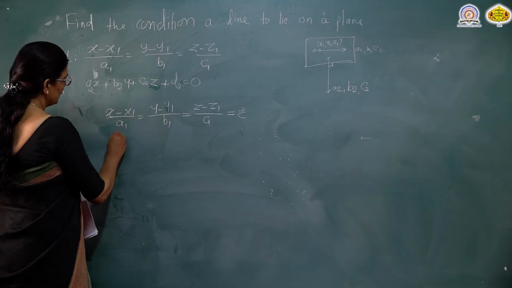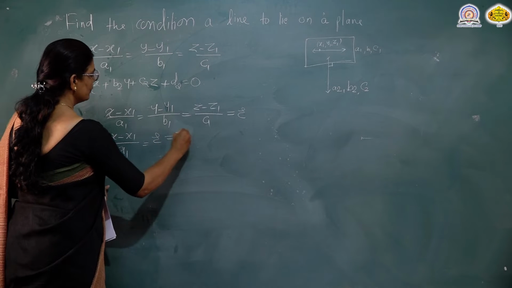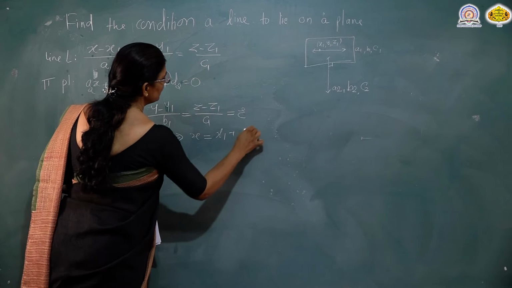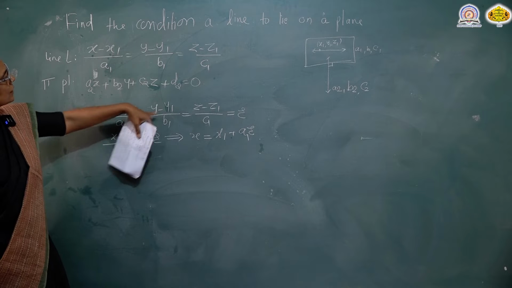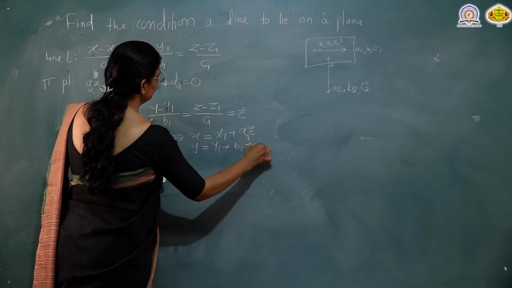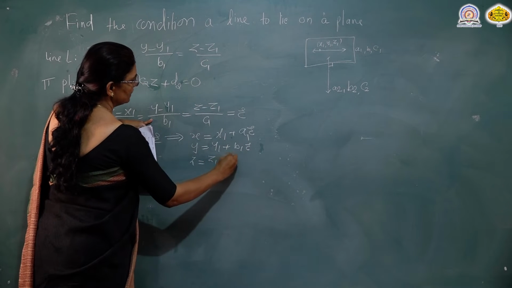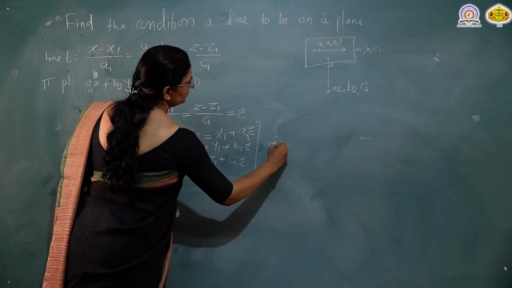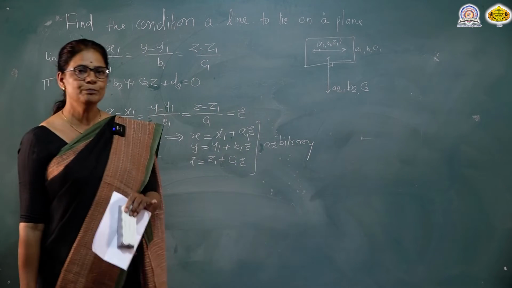So we put (x minus x1) upon a1 equal to R. So we will get here x equals a1R plus x1, or x1 plus a1R. Similarly, equate the second ratio equal to R. We will get the value of y, which is y1 plus b1R. And lastly z, equating the last ratio equal to R, we will get z1 plus c1R. So this is the general, or the arbitrary, point on the line.